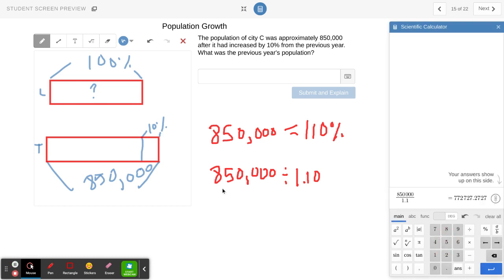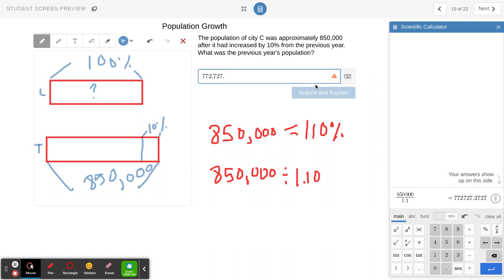Okay, so I went ahead and did 850,000 divided by the 1.1, and I got this, which is kind of interesting because how could a population be a fraction of people? Well, so here's our answer. So the previous population was 772,727. Lots of sevens, right? And then it says 0.2727. It looks like it's repeating or something. So I'm just going to go ahead and put point, and then I will make it, oh, look, interesting.